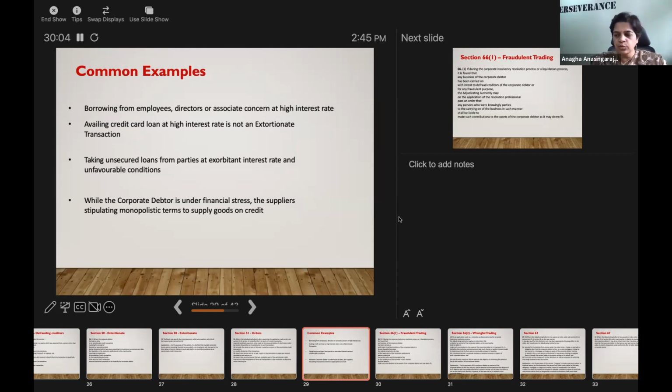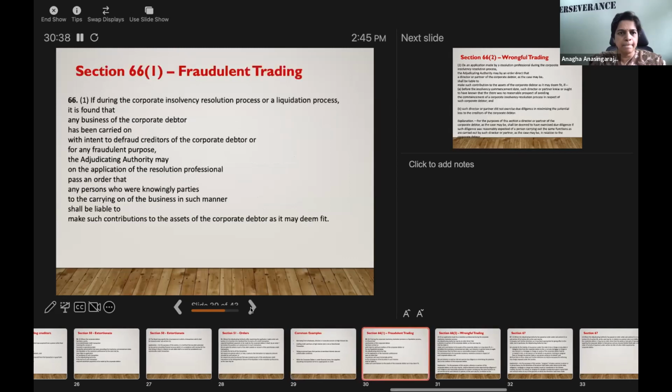then those suppliers will not be able to supply goods to the CD. All those also can be termed as extortionate credit, because this is the time when the CD was already in problems. There were financial difficulties, and in that course, when somebody is trying to extort the money for their own interest, where the directors may have to borrow it from somebody else, from some relatives at say a very high interest rate, then all those transactions can be categorized as extortionate credit transactions.